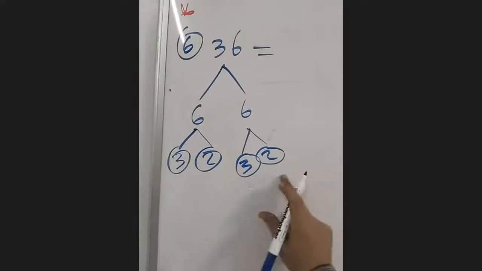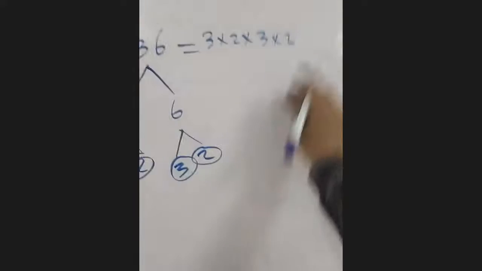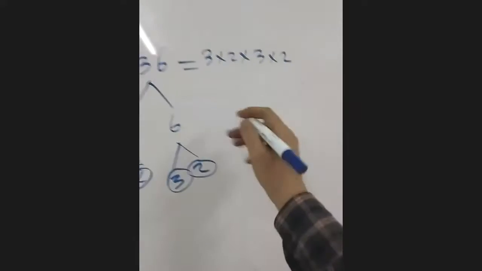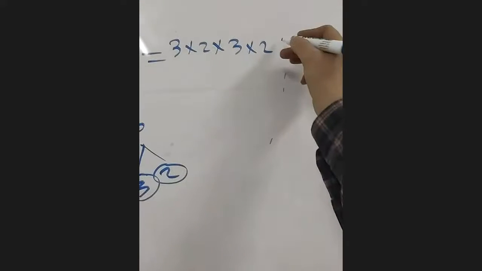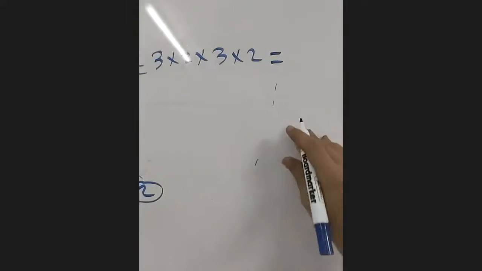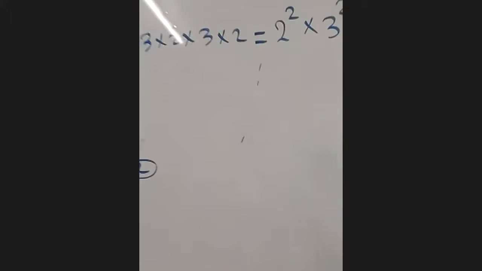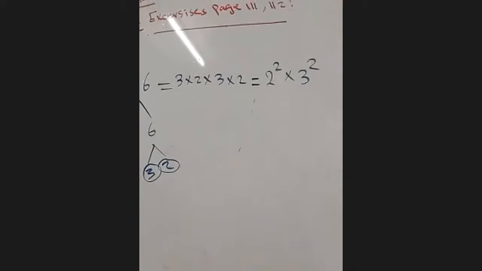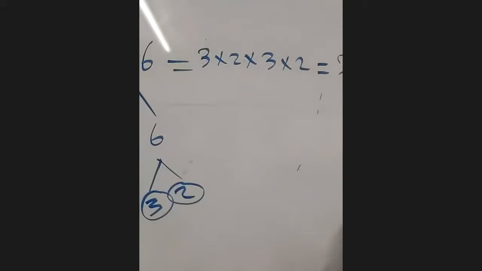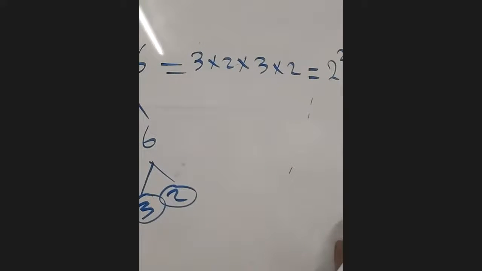I should multiply these numbers together: 3 multiply 2 multiply 3 multiply 2. Now, we have two 3s and two 2s. We make them exponents. Say it, Ziyad. 2 to the power 2 multiply 3 to the power 3. How many 3s do we have? 3 to the power 2. We said 3 power 3. Okay.